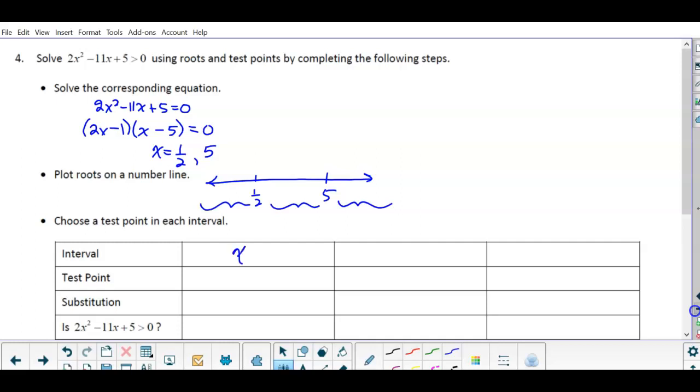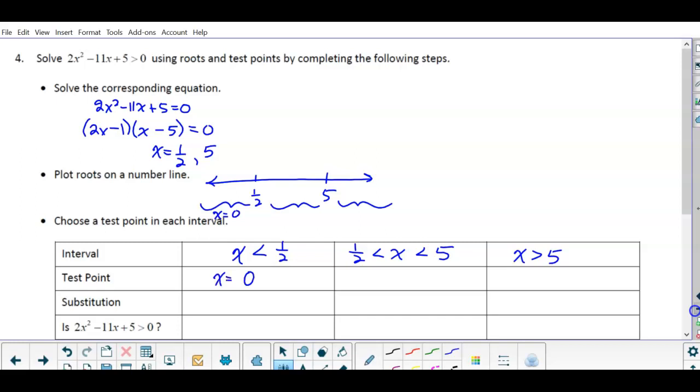So the intervals are x less than 1/2, one between 1/2 and 5, and the other one x greater than 5. Okay, I'm not going to include an equal sign with the inequalities because the original didn't have that. So a test point, an x value in here. Something less than 1/2 would be maybe x equals 0.